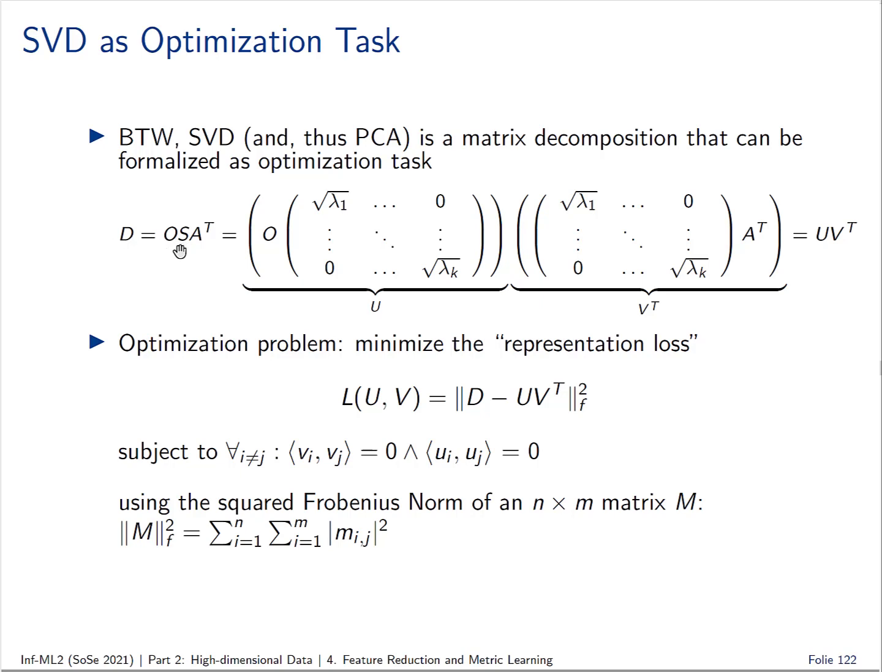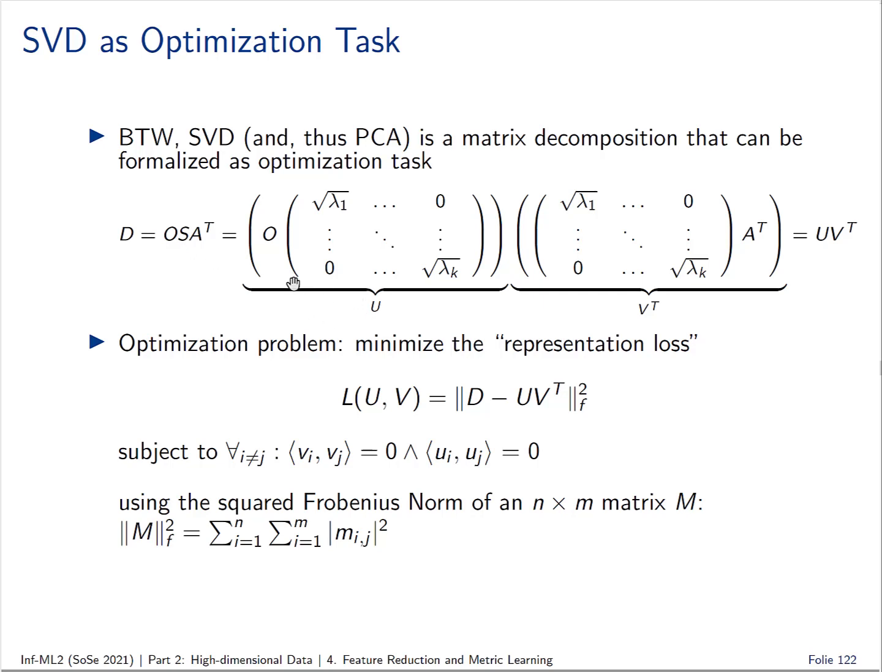The data matrix, as we said before, can be decomposed by the singular value decomposition into these three matrices, where S is basically the eigenvalue matrix. If we rewrite O S A transposed a little bit, instead of S we use the square root of S times the square root of S. Since S is a diagonal matrix, the square root of S times the square root of S gives you S again. So we take O times the square root of S times the square root of S times A transposed. That is the basic idea of this rewriting.